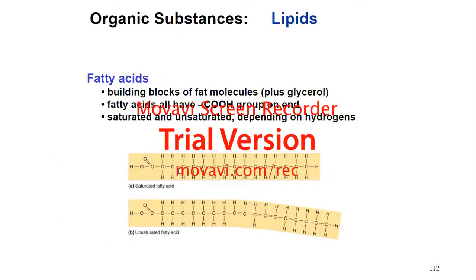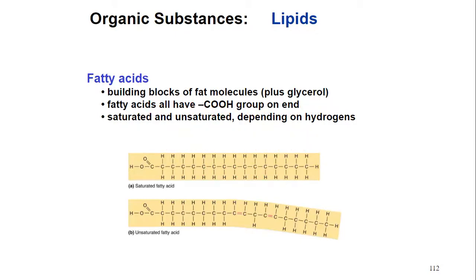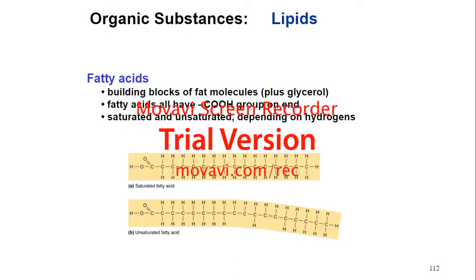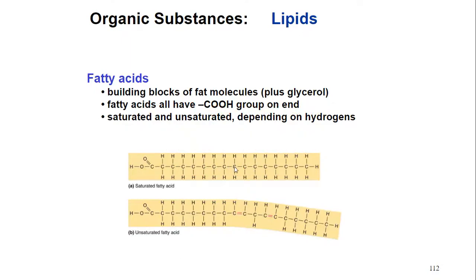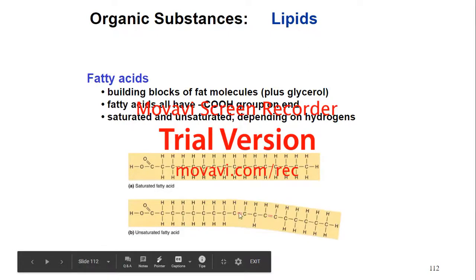So here's an example of a fatty acid. You hear a lot of times the term saturated fatty acid versus unsaturated fatty acid, saturated fat versus unsaturated fat. And all that has to do with is the double bond. If it has no double bonds between the fatty acids that are linked together, then it is saturated. If double bonds are present, and this one has double bonds present, then it's unsaturated.